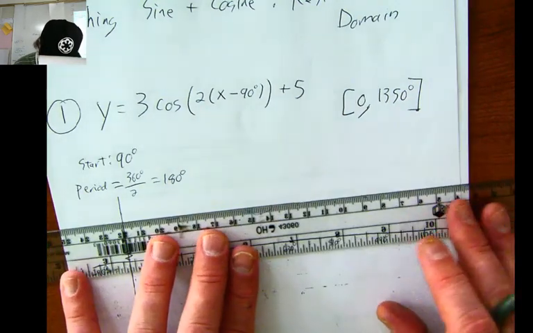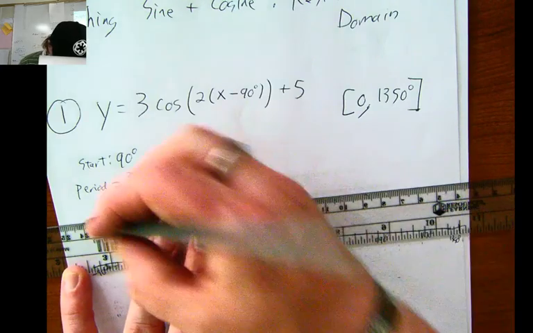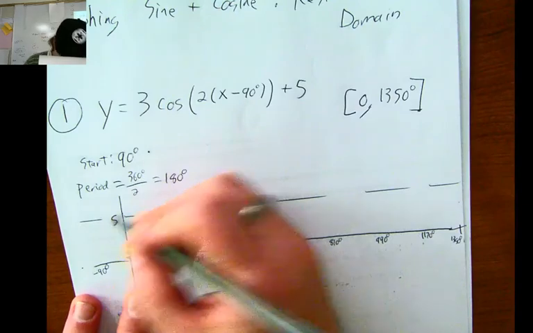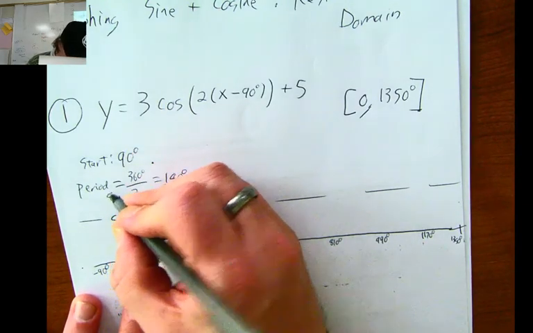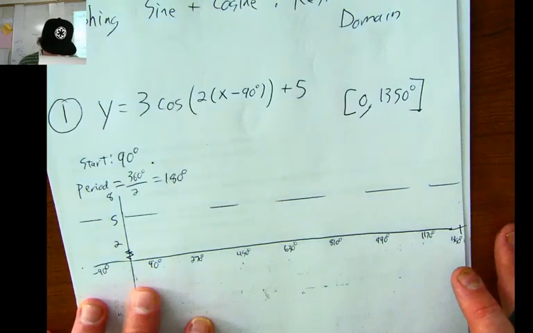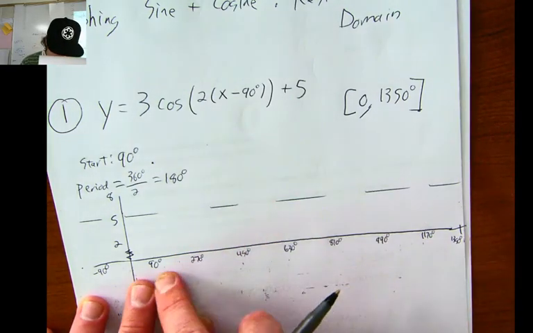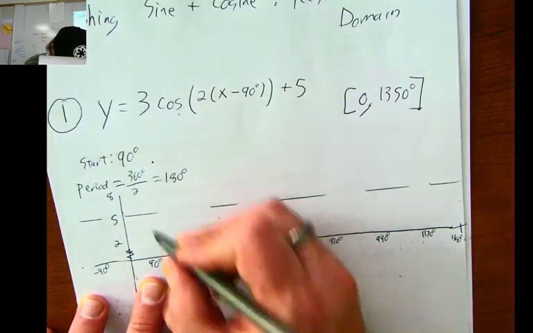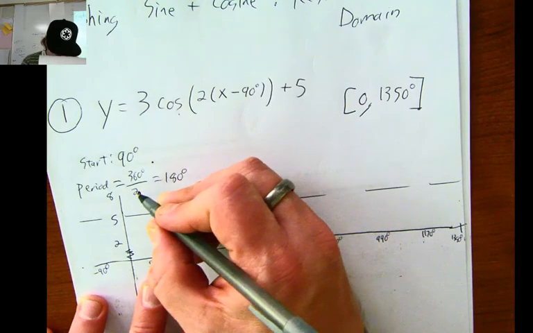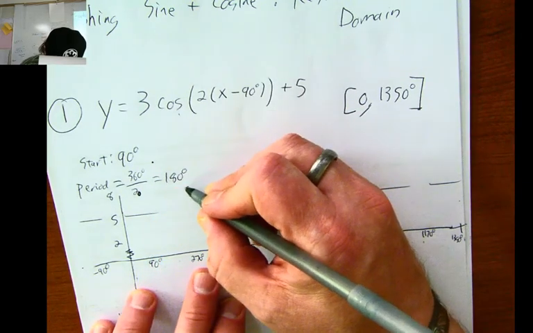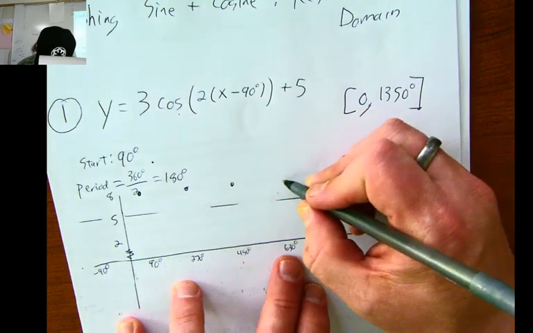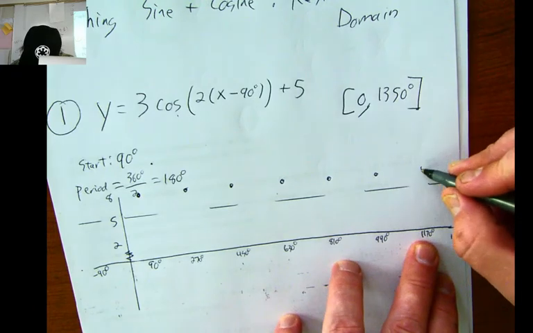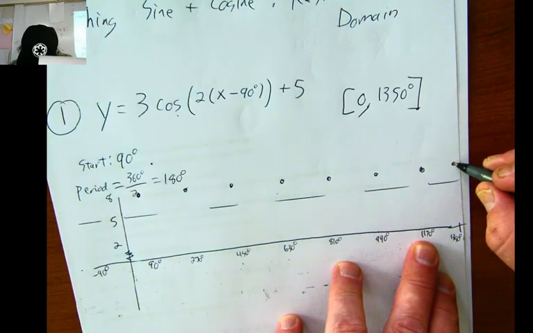I'm going to put in my axis at 5, and hey, I'm using a straight edge, so why don't I just continue to use that straight edge? This is my axis. It's at 5, up a distance of 3, up to 8, down a distance of 3, down to 2. And each period started at 90, and the period length was 180 degrees, and it's a cosine. So at 90 degrees, it's at the top, and it's at the top here, here, here, here, here, here, and even at the end, it would still be up at the top.